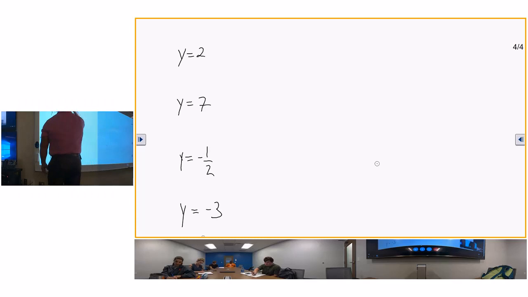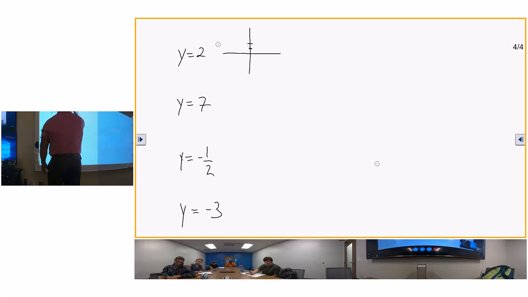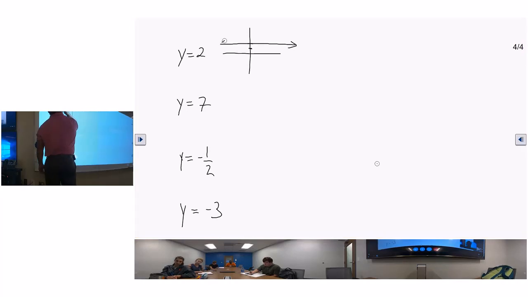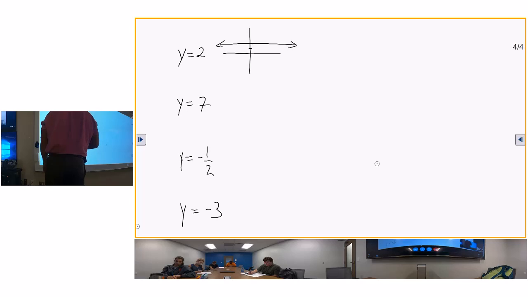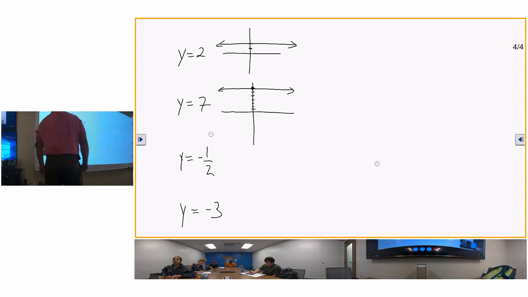Draw the graph. Y is equal to 2. It's a parallel line. It's a horizontal line, sorry. Y is equal to 7. Draw a dot parallel to the x-axis. It's a horizontal line.